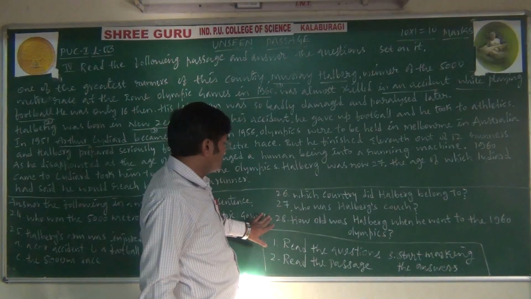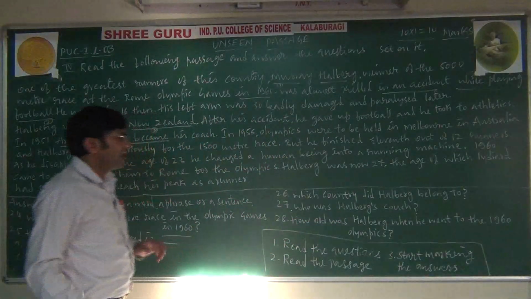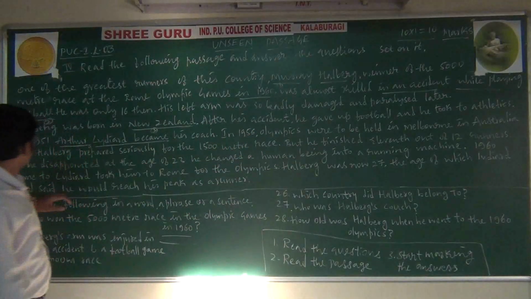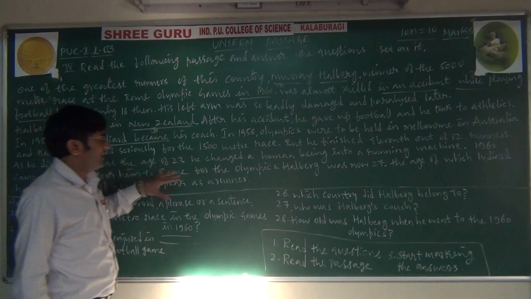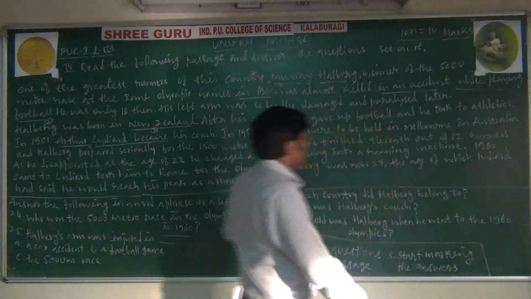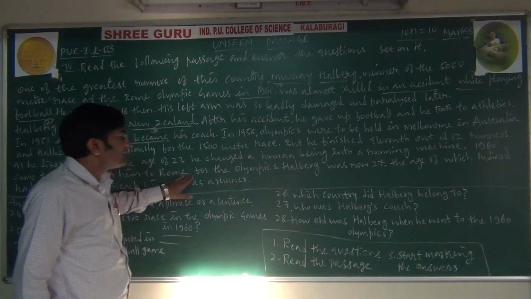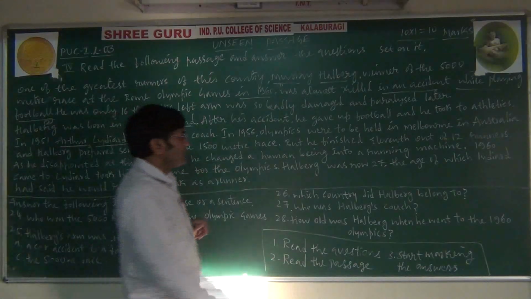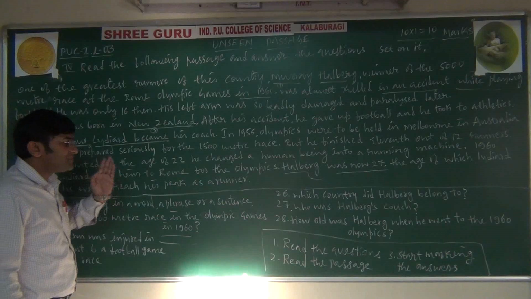Next, the last one, I mean the fifth one, that is 28. How old was Hallberg when he went to the 1960 Olympics? Well, in 1956, the Olympics were to be held in Melbourne in Australia. Disappointed at the age of 23 after losing in the Olympics, he changed a human being into a running machine. In 1960, he came to Lydiard, who took him to Rome for the Olympics. My dear students, he came again to Rome as a runner in the Olympics. So Hallberg was 27, the age at which Lydiard had said he would reach his peak as a runner.